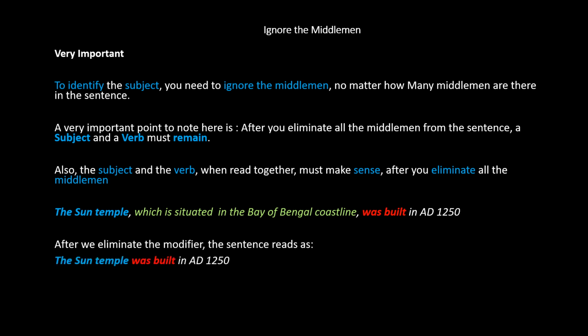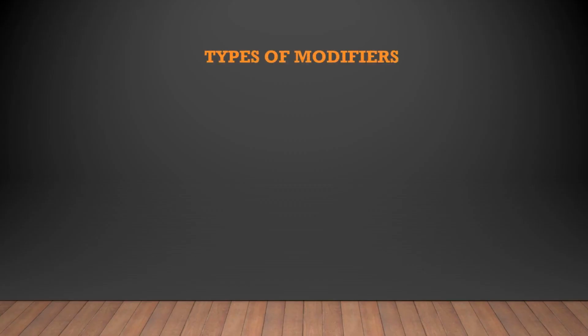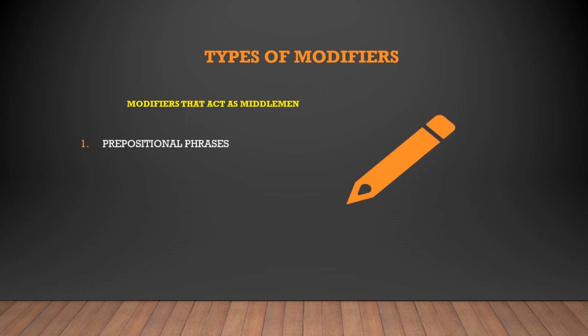Now let me explain to you the types of modifiers. Modifiers that act as middlemen include: 1. Prepositional phrases, 2. Relative clauses, 3. Present participial phrases, 4. Past participial phrases, 5. Additive phrases, 6. Non-essential modifiers. Now let us discuss these modifiers one by one.